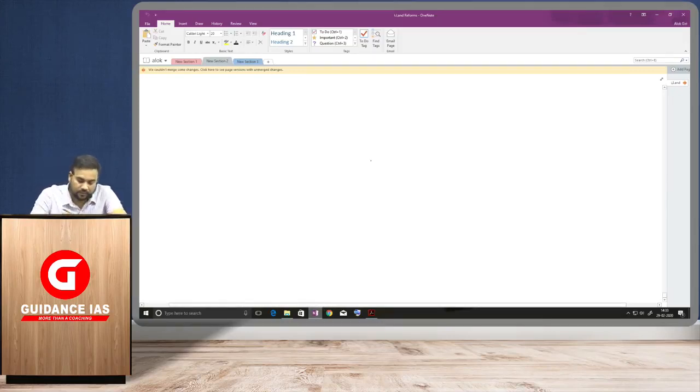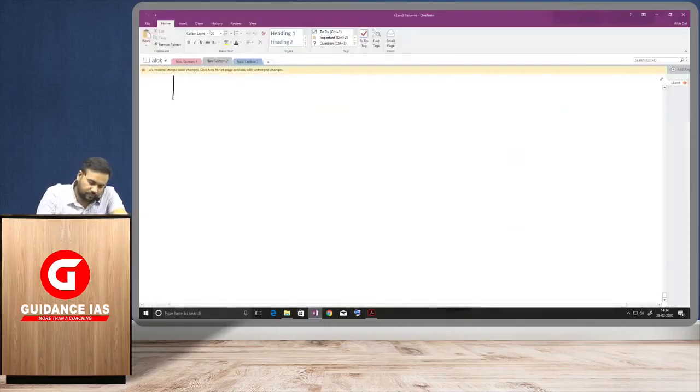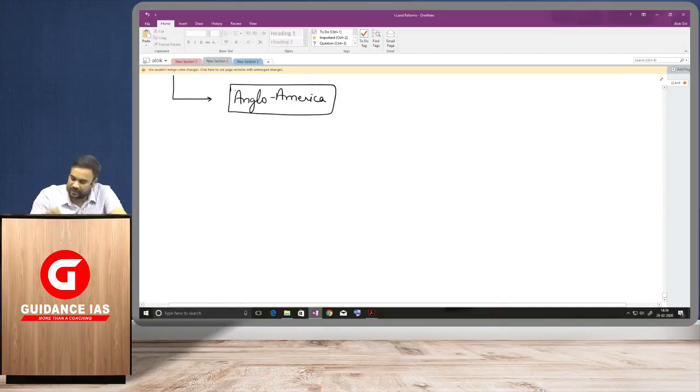So if we look into the pattern of world urbanization, here we are going to talk from the continent point of view, what has been the pattern of urbanization in each of the continents. Here it is written North America, I would preferably call it Anglo America. So first, if I look into what is the pattern of urbanization in Anglo America, which includes USA and Canada.